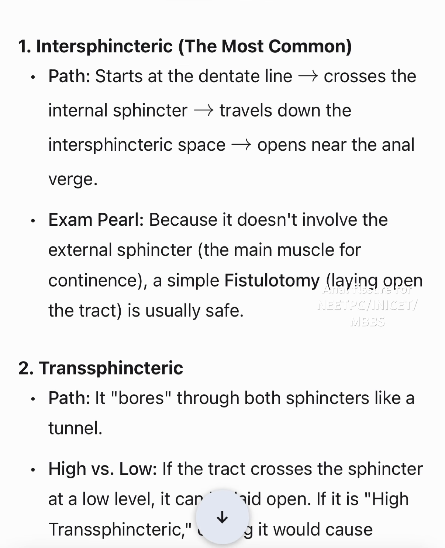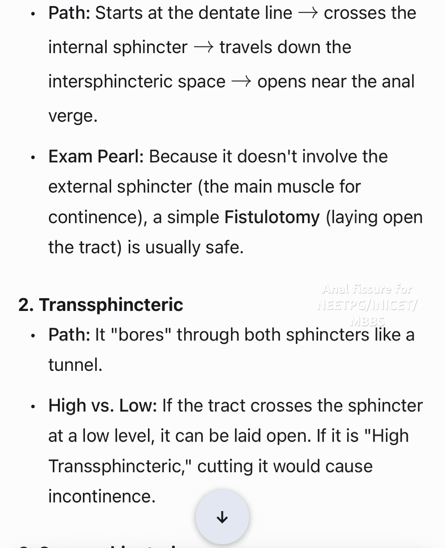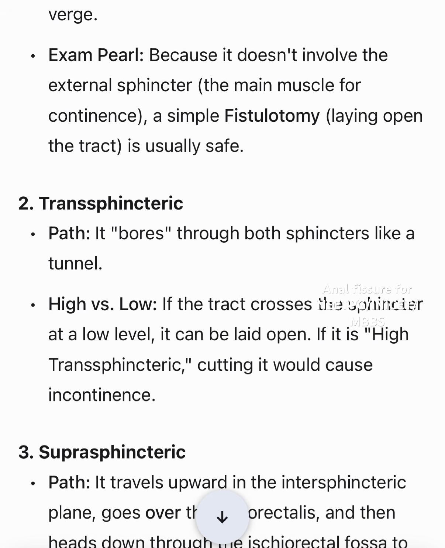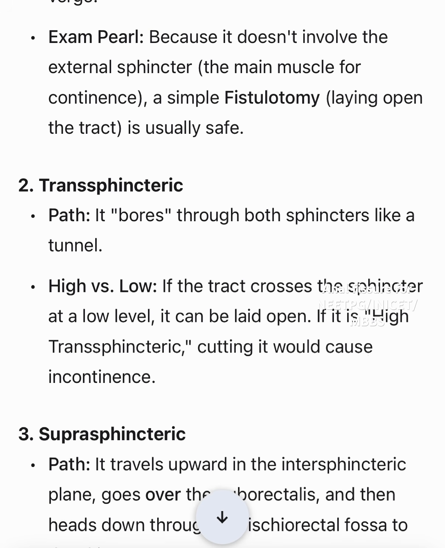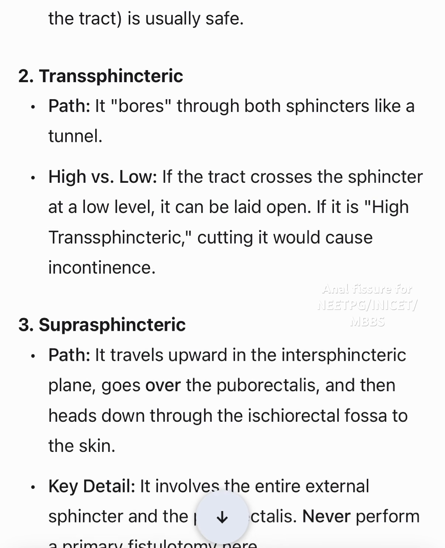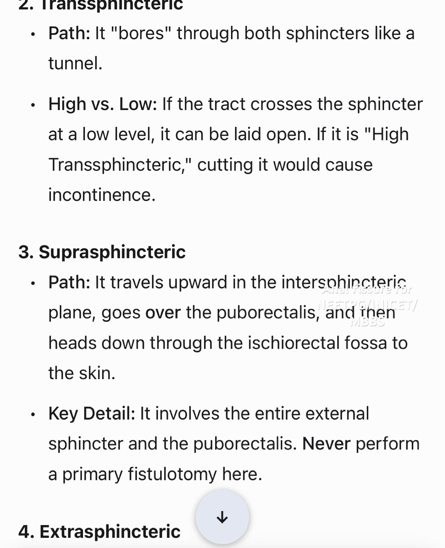1. Intersphincteric, the most common. Path: starts at the dentate line, crosses the internal sphincter, travels down the intersphincteric space, and opens near the anal verge. Example: because it doesn't involve the external sphincter, the main muscle for continence, a simple fistulotomy, laying open the tract, is usually safe.